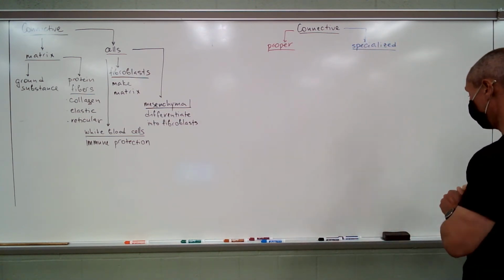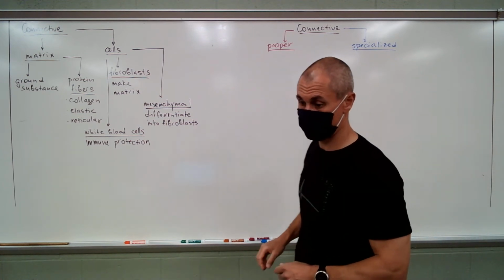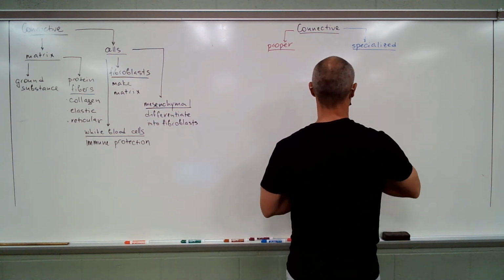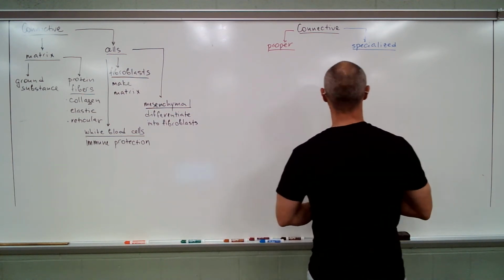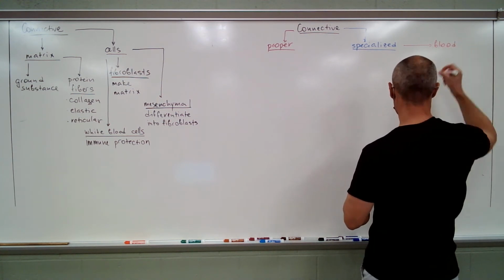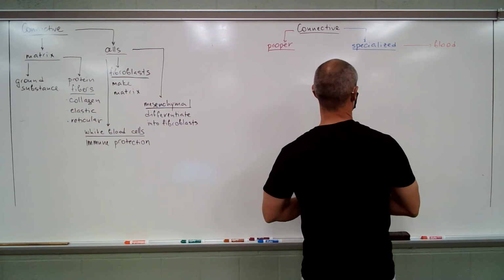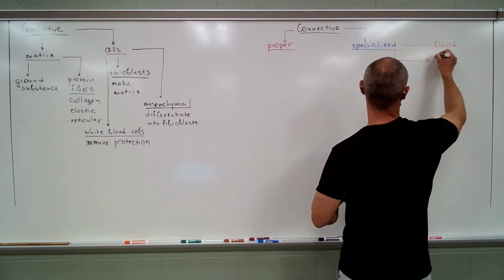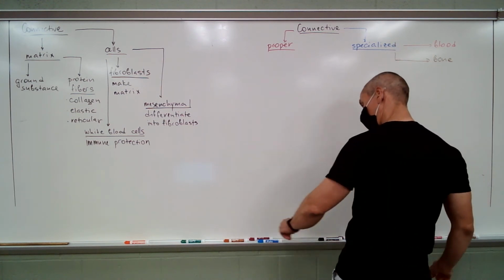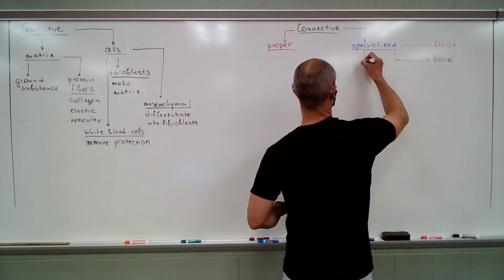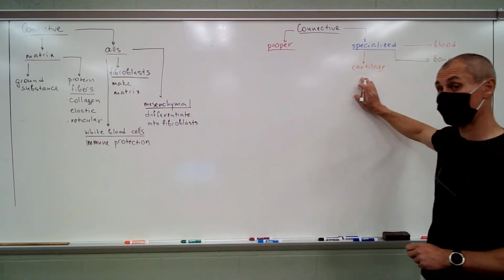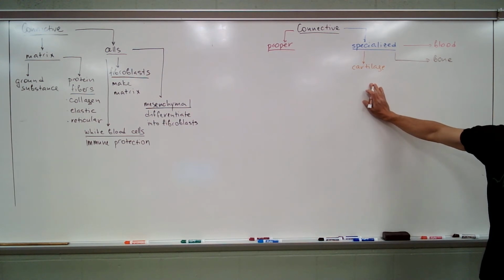Okay? In the specialized connective tissue, we can identify blood, bone, and cartilage, to which I return a bit later. Let's just get the easy stuff out of the way.